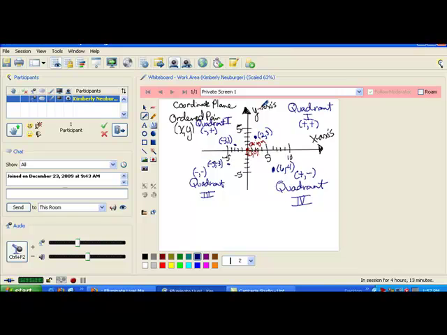Notice that whenever the y value is 0, we will be on the x-axis. And whenever the x value is 0, we will be on the y-axis.